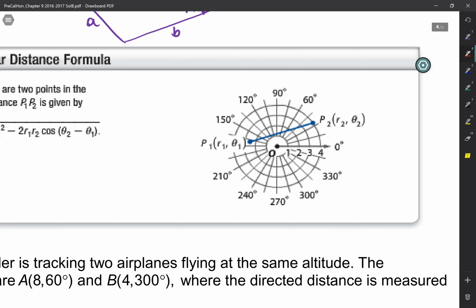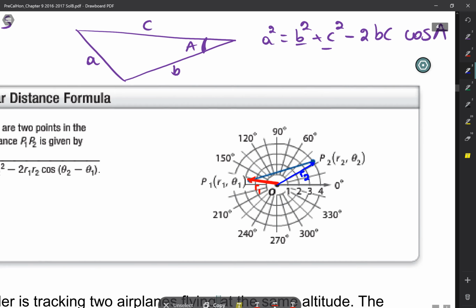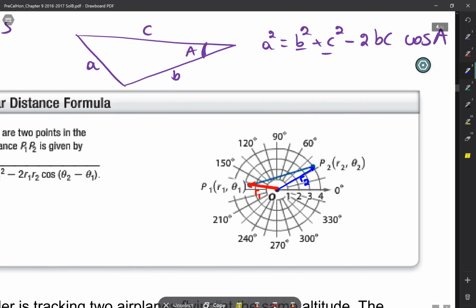Okay, so take a look at this one. You have one point to the left here, and if I draw a radius to that one, that's R1, right? And now I have another point here, and if I draw a radius to that one, that's R2, okay? So look at what I have now. Instead of A and B, I have R1 and R2. So here, I could do R1 squared plus R2 squared instead of B and C, okay?